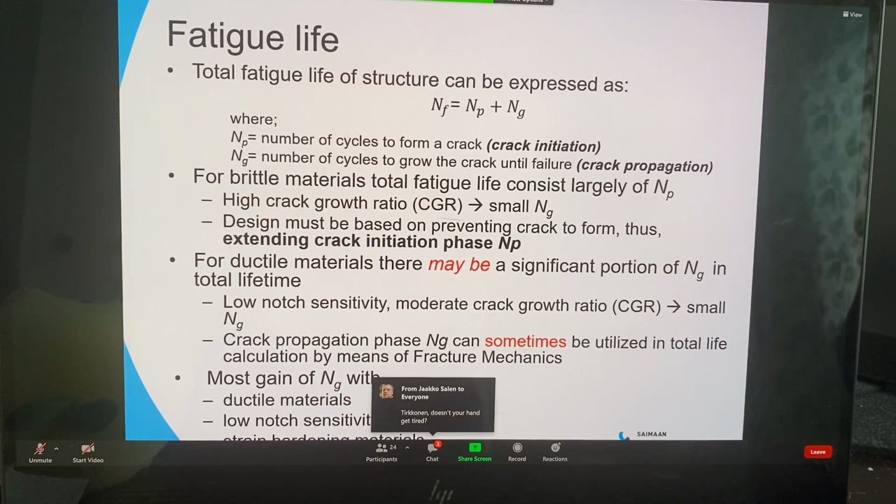But if we have a ductile enough material, you might, in some cases, make use of the crack propagation also. Because they have low notch sensitivity, it means that the crack growing rate is fairly moderate.